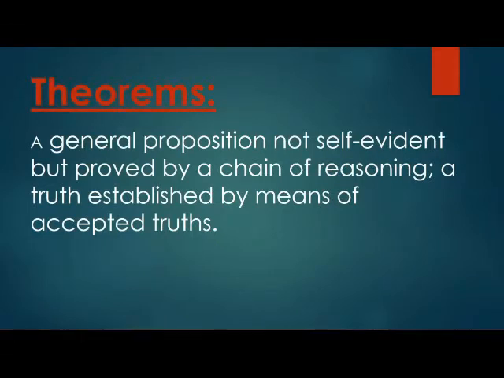Now starting the theorems by its definition. A general proposition not self-evident but proved by a chain of reasoning. A truth established by means of accepted truths. What does it mean? It means that a proposition has been given, or you can say a general proposition or general enunciation. So whenever such type of general enunciation has been proposed, you have to prove it by a chain of reasoning, which we are going to prove for a few theorems in this session as well.